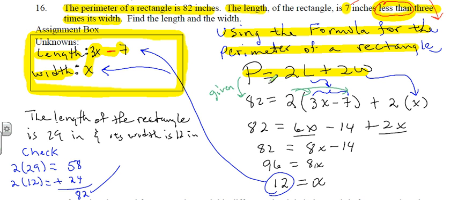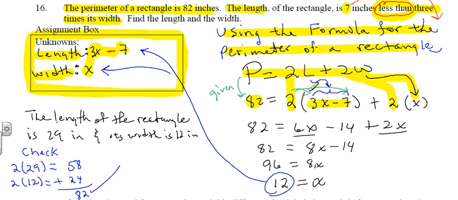We were given that the perimeter is 82 inches, so that's P. Now, if you look over here on the right-hand side, here's this 2, that 2 right there. But L gets replaced with 3x minus 7. Where does the 3x minus 7 come from? It's in the assignment box. That's the 3x minus 7 right there. This 2 is that 2 right there. And then the W gets replaced with x from the assignment box. Now I have my equation all in terms of x.